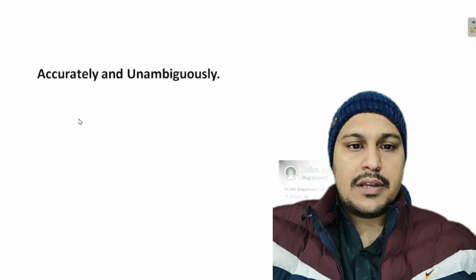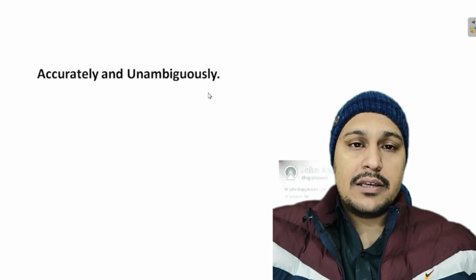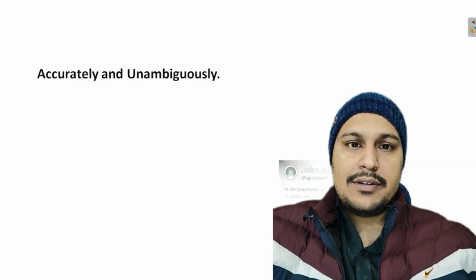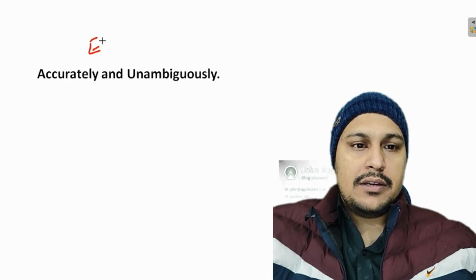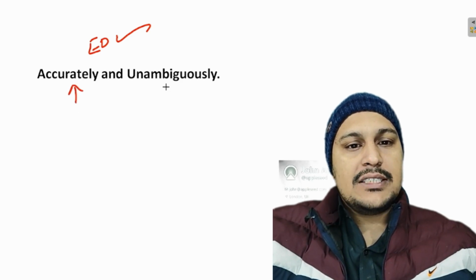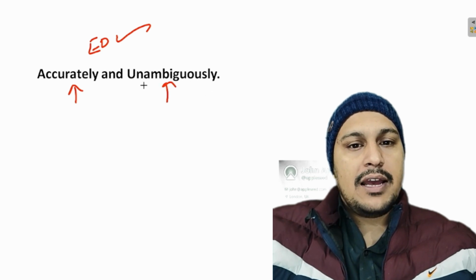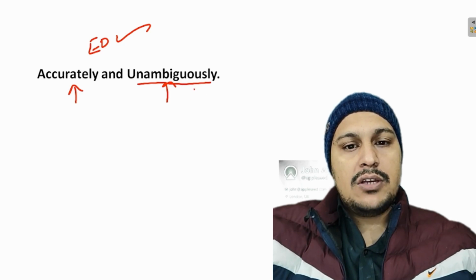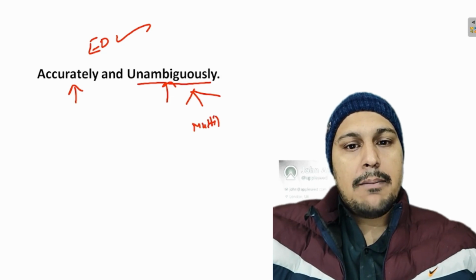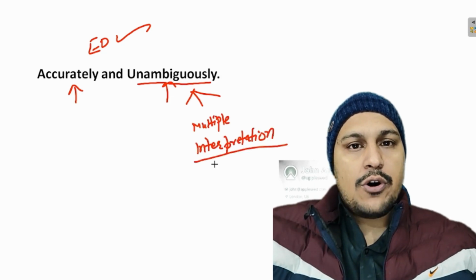The words accurately and unambiguously I have used earlier. An engineering drawing is a technical language used to communicate a part directly, accurately and unambiguously. What does that mean? The information contained in the drawing should be accurate and it should be unambiguous. The meaning of this word is simple: there should not be multiple interpretations.